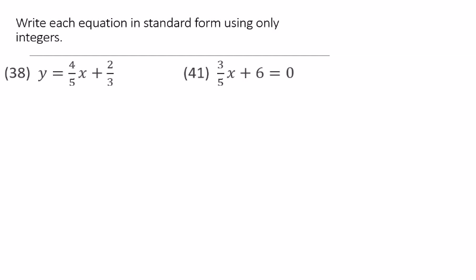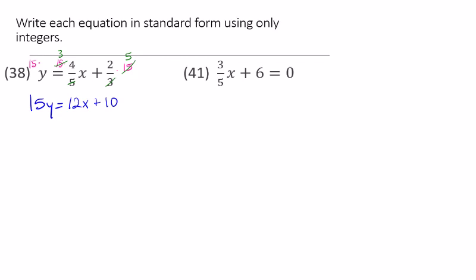All right, here are a couple more. So for 38, I have a couple denominators here, 5 and 3. So the least common denominator is 15. So I'm going to multiply each term by 15. So what I'll get is 15y. Here, the 15 and the 5 reduce to 3 over 1. So 3 times 4 is 12x. And then here, 15 over 3 is 5, so 5 times 2 is 10.